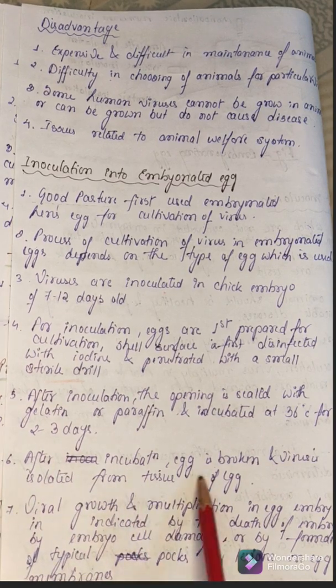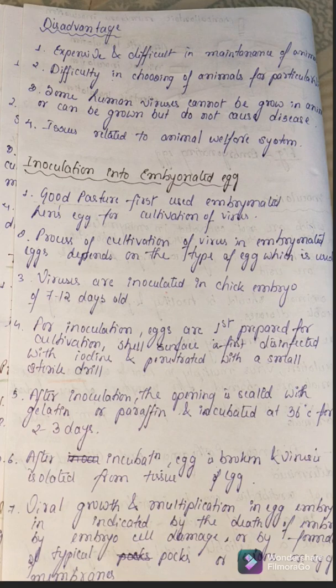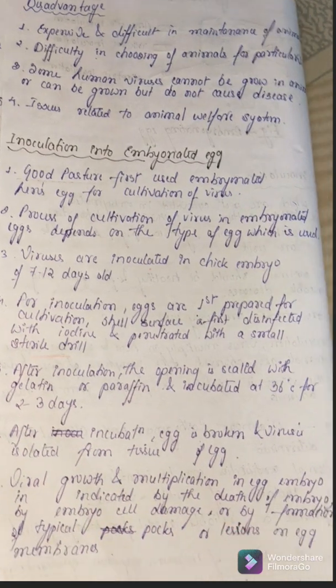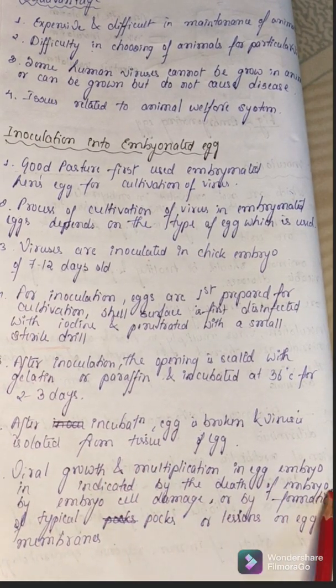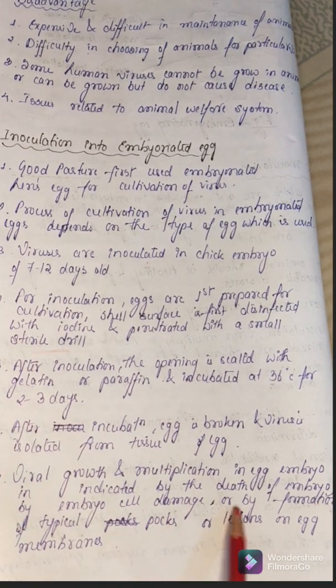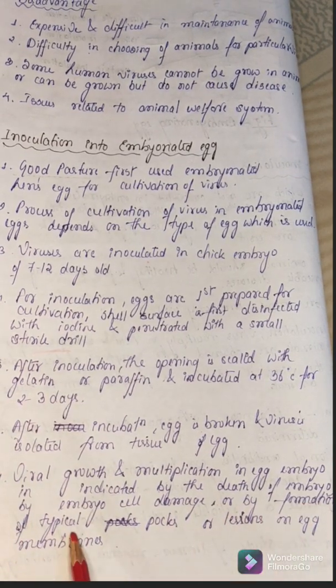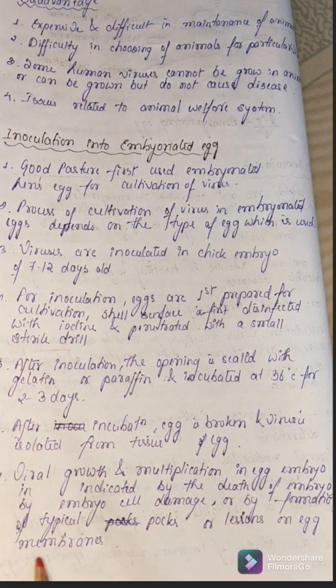Number 6, after incubation, the egg is broken and virus is isolated from tissues of the egg. Number 7, viral growth and multiplication in the egg embryo is indicated by the death of the embryo, by embryo cell damage, or by formation of typical pocks or lesions on egg membranes.